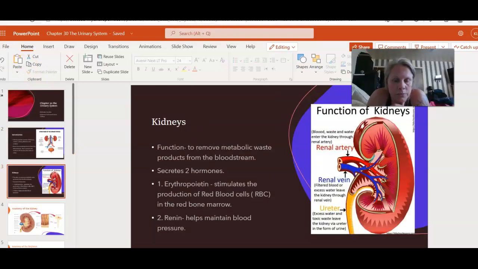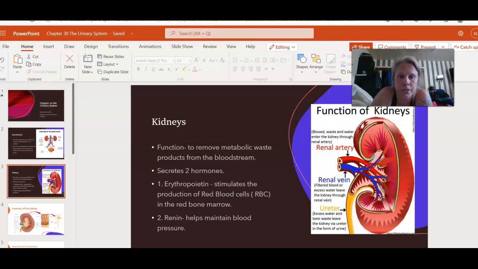Then your kidneys. The function of the kidneys is to remove the metabolic waste products from the bloodstream. It also secretes two hormones. One is erythropoietin, which stimulates the production of red blood cells in the red bone marrow. And then it secretes renin as well, which helps maintain your blood pressure.